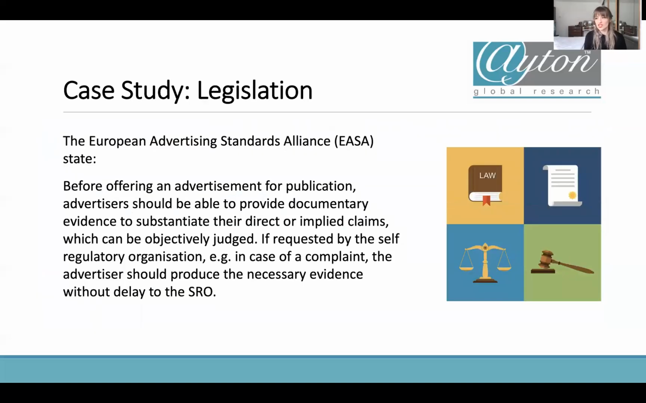I want to think about the legislation behind it. We talked a lot earlier about global advertising regulations. So what do those codes specifically look like? Because I was saying a lot about the codes that people have.